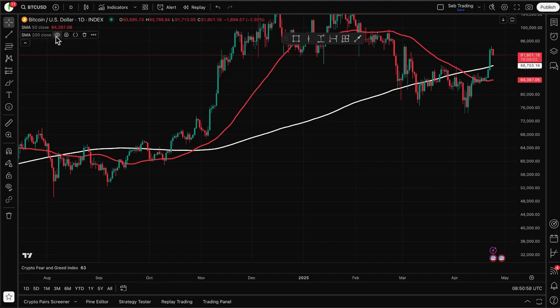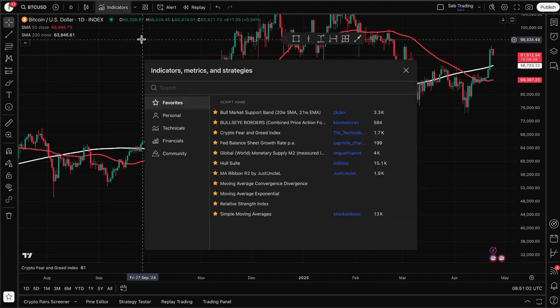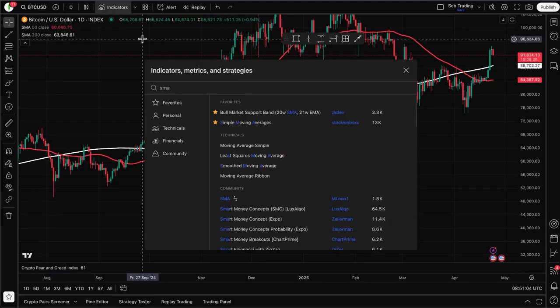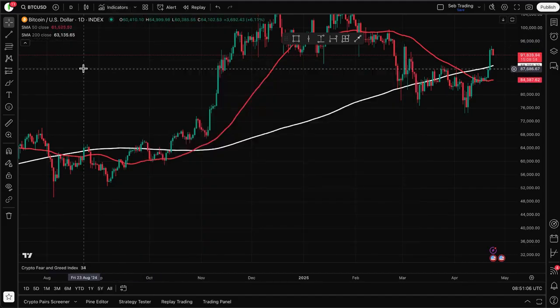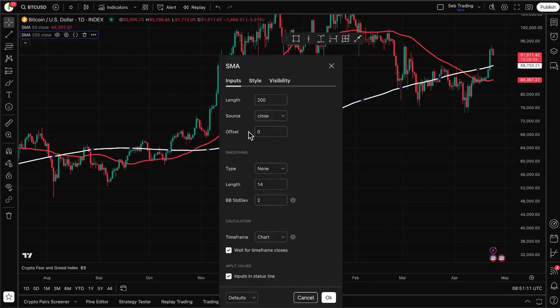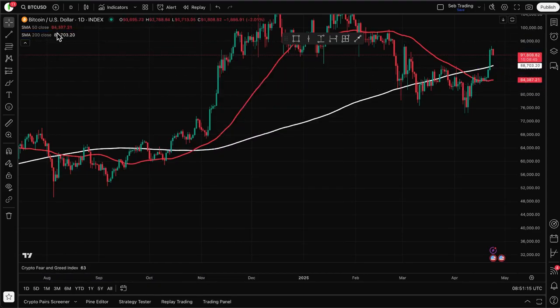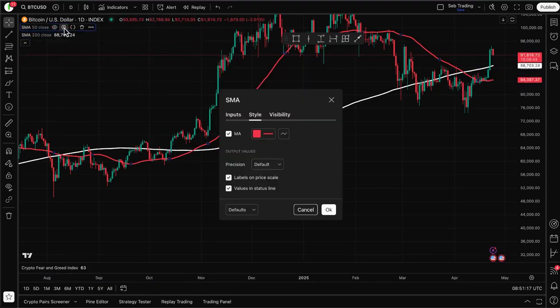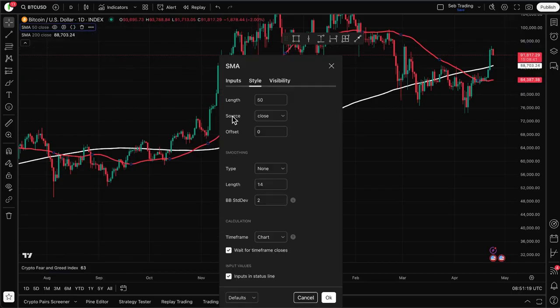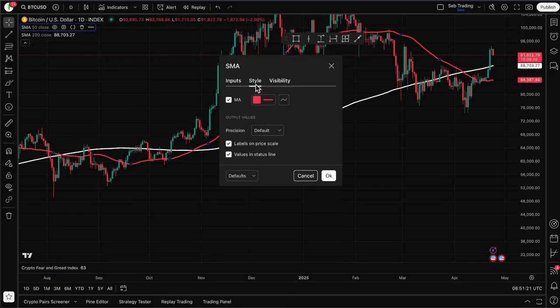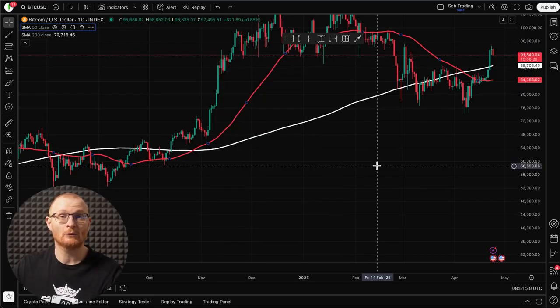If you have a look here, these are what you need to add. Just go up to your indicators and then just add SMA, simple moving averages, and then go to your settings and just make sure that this one is 200 days, white if you like, and then this one here, 50 length, and red.